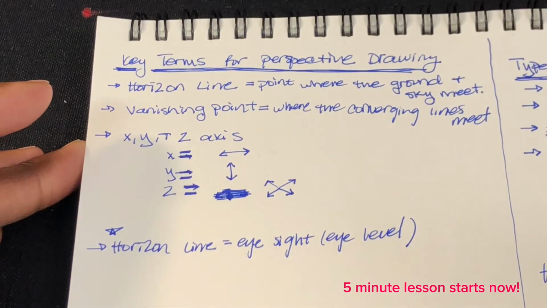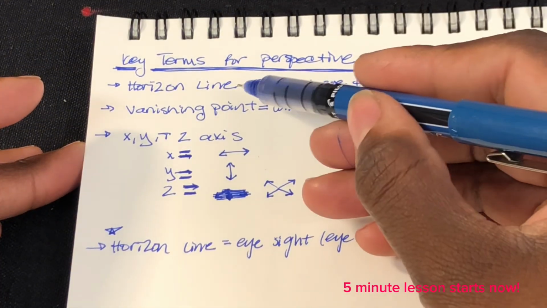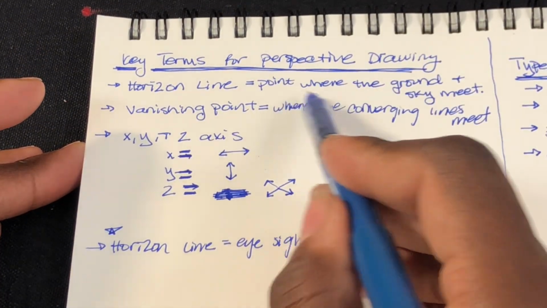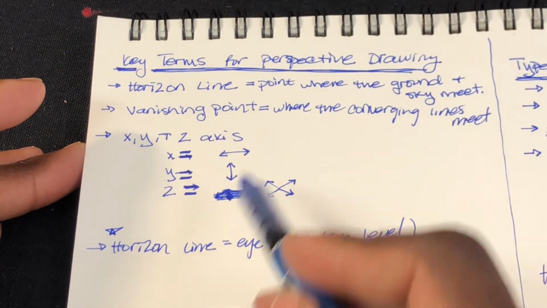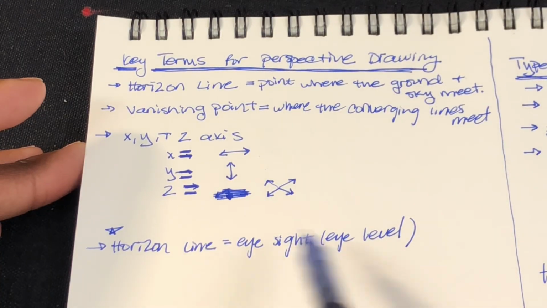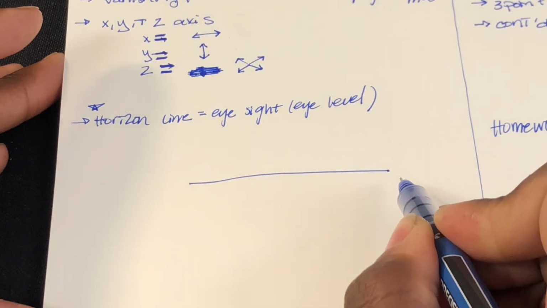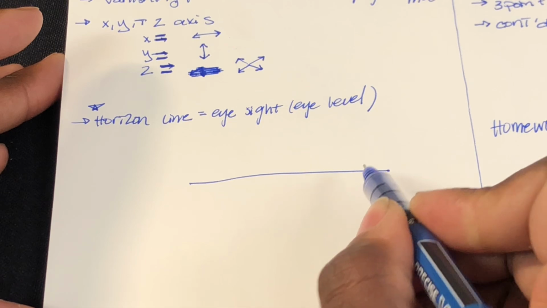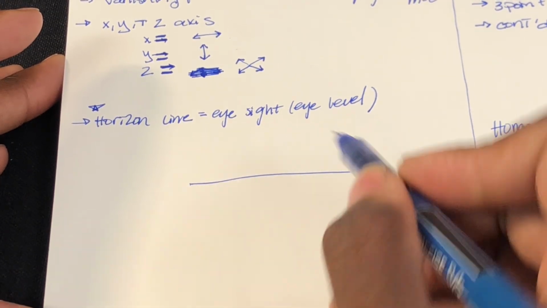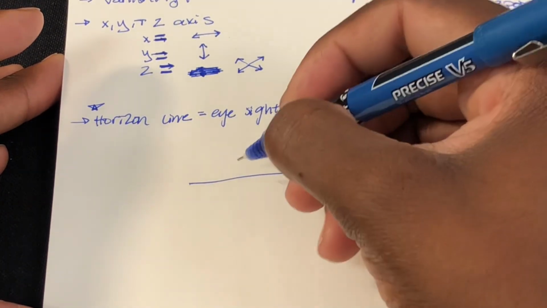All right, so key terms that I want you guys to note, we have the horizon line. The horizon line is the point where the ground and sky meet. It's also the eyesight and eye level, meaning it's going to change. So right now we have our horizon line, just our straight line. This is where sky and ground meet. It's also kind of like the eye level for us as a person.